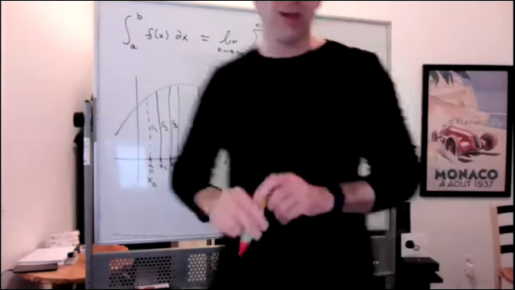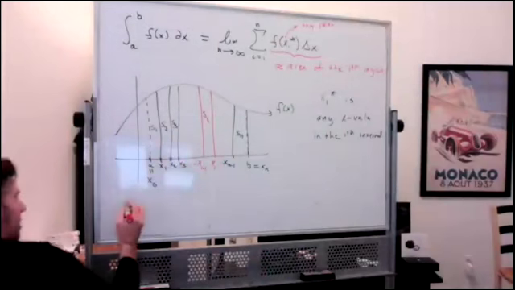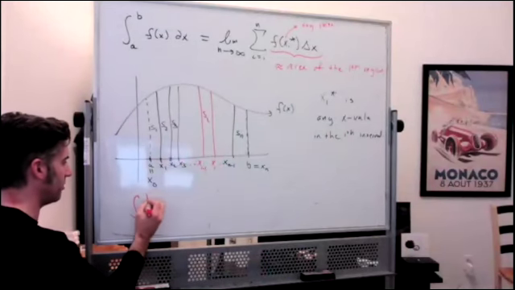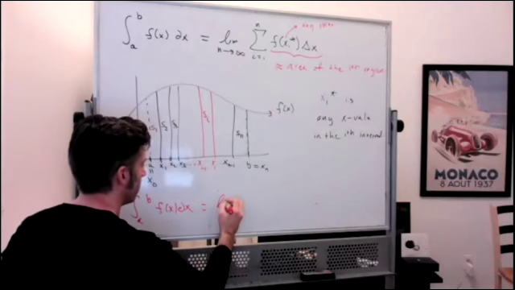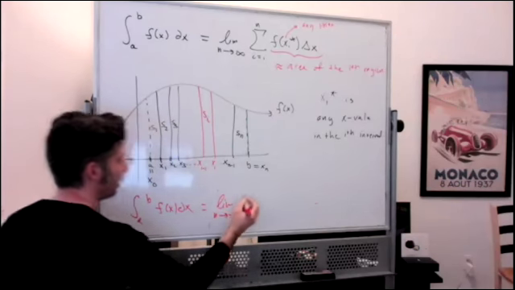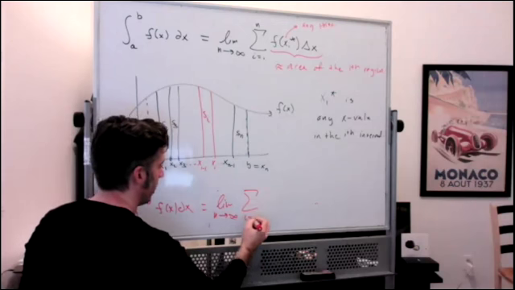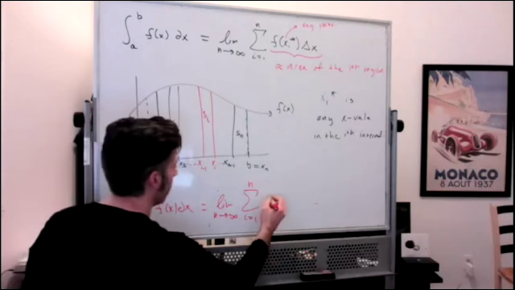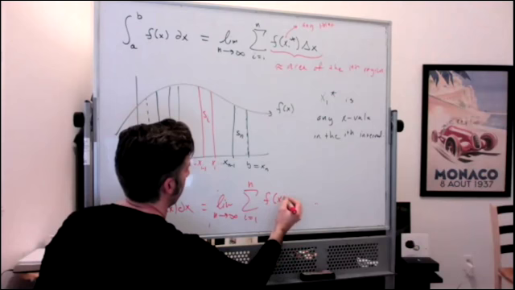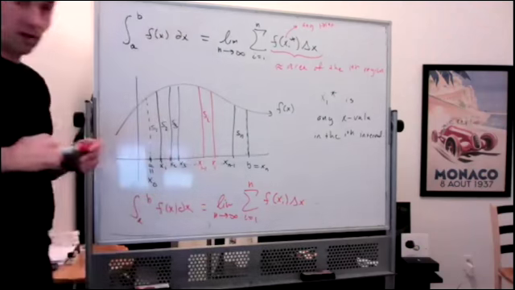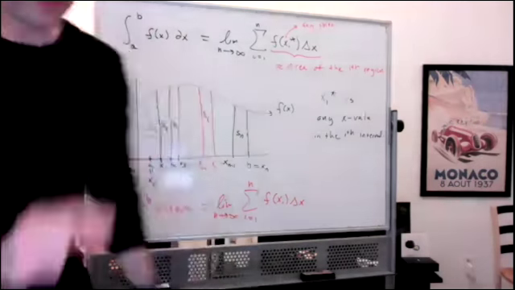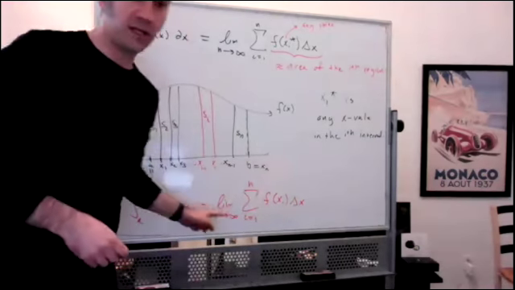So what we're typically going to do is say that the integral from a to b of f of x dx is equal to the limit as n goes to infinity of the sum from i equals 1 to n of f of x_i times delta x. Okay, so that's one piece we need. We're going to use this definition to calculate some things.